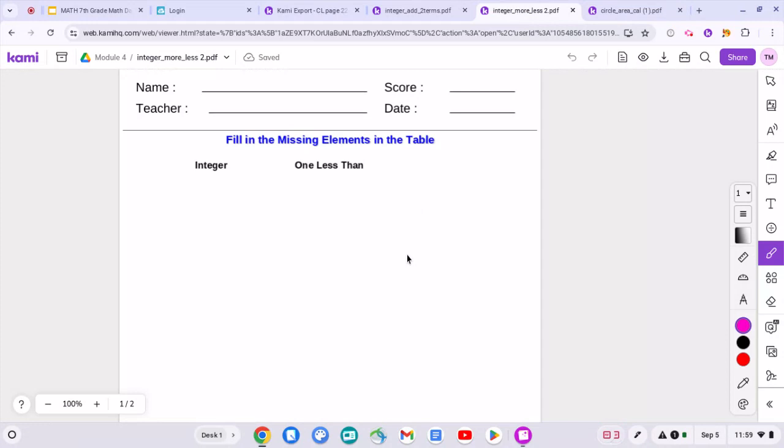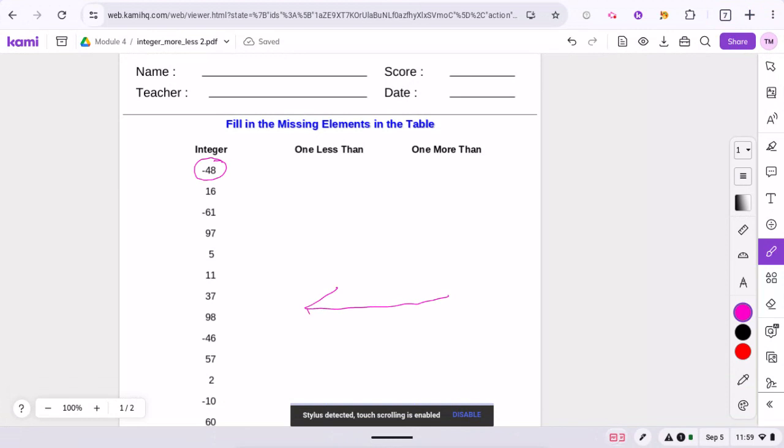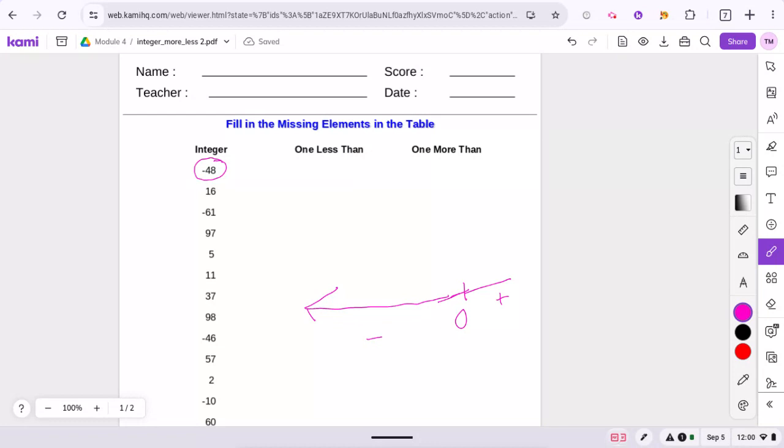Now to review this one, so remember, with negative numbers, they go to the left on the number line. If this was 0, these numbers over here would be positive. These numbers over here would be negative. The further to the left you go, the higher the negative number.